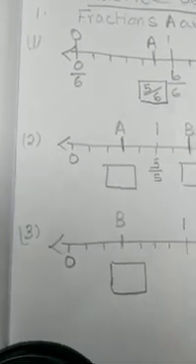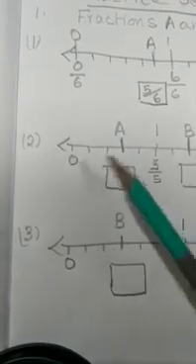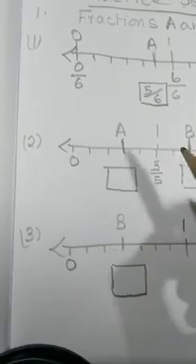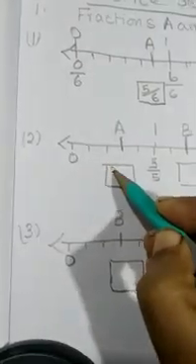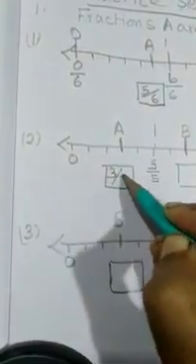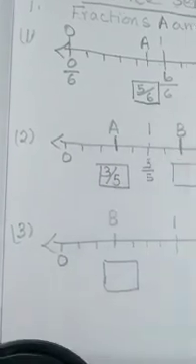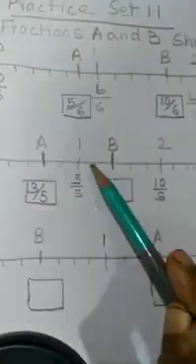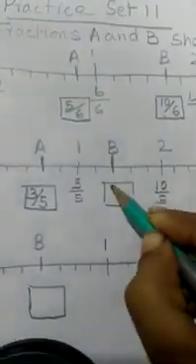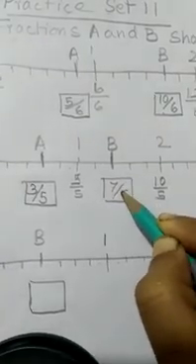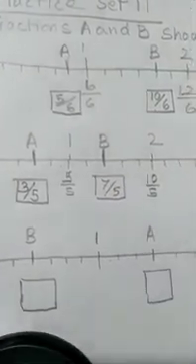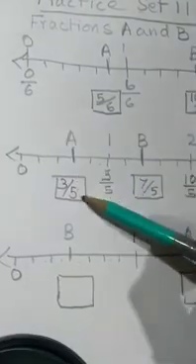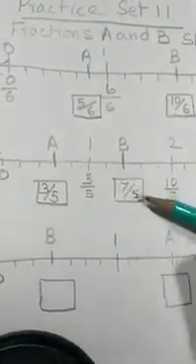So here these are the points for which we have to write which fraction they represent. First, point A. Let us see at what point it is. 1, 2, 3. So A is at the third point, which means 3 by 5 is the fraction for A. And B. Let us count 1, 2, 3, 4, 5, 6, 7. It is 7 by 5. So A represents 3 by 5 and B shows 7 by 5.